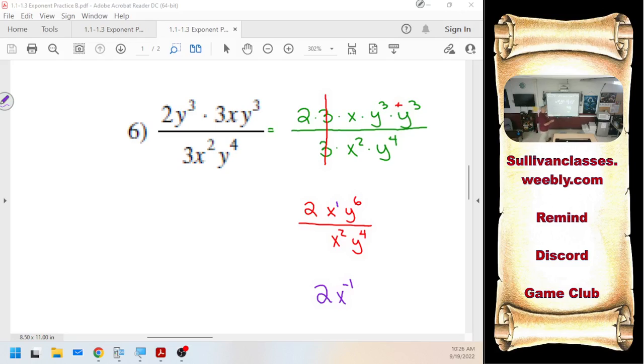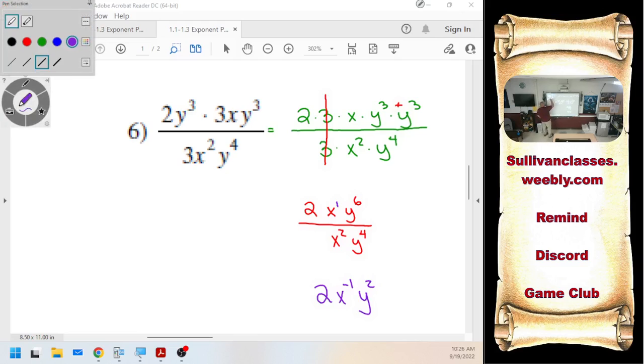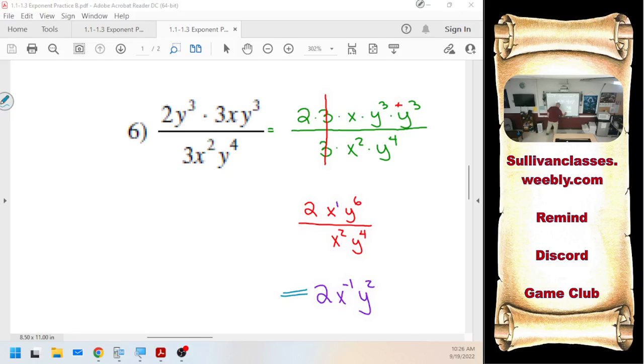6 minus 4 is? Y squared. Anything I can still do? Think about all my properties. You're too negative. Go downstairs. So I have 2y squared upstairs with an x to the first downstairs, and I don't need to write the 1 anymore because I don't need the placeholder because now it's a positive 1. Done.